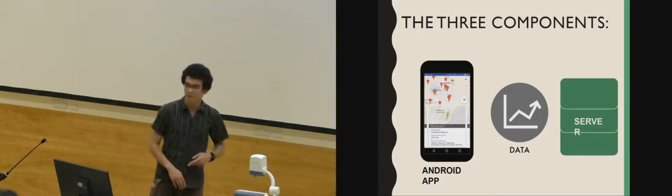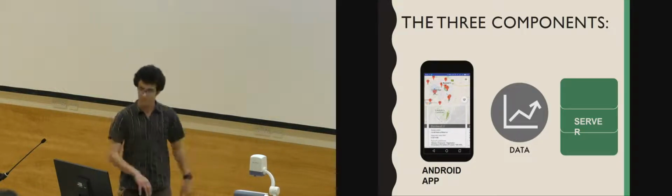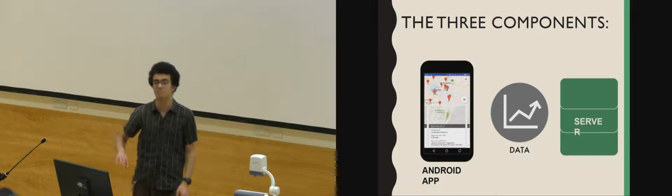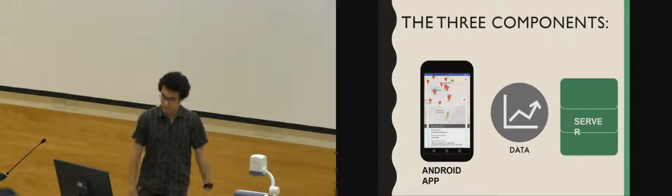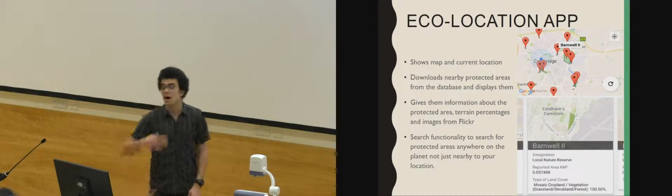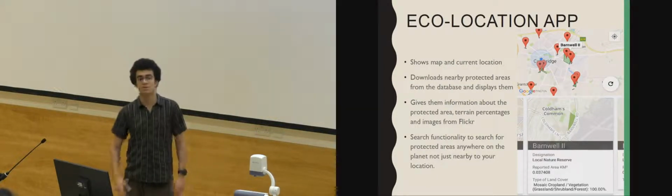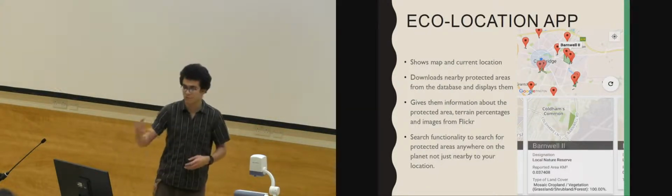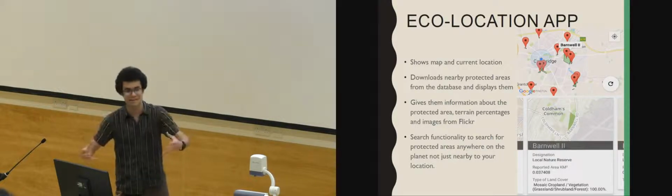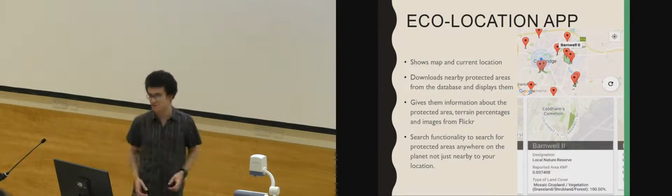So there's three basic components to the app: the front end, the app itself, then the data pre-processing, and the server. So I'm going to speak a bit about each of those. User flow is really important to us because we want it to be easy for the user to see the data as quickly and easily as possible.